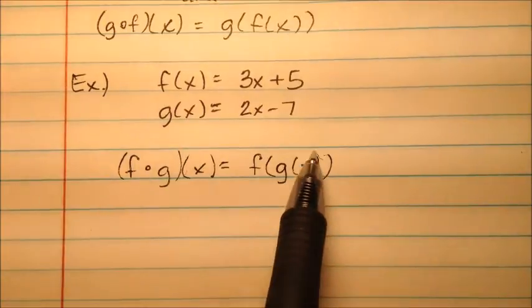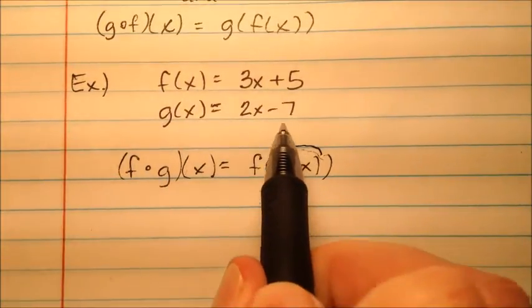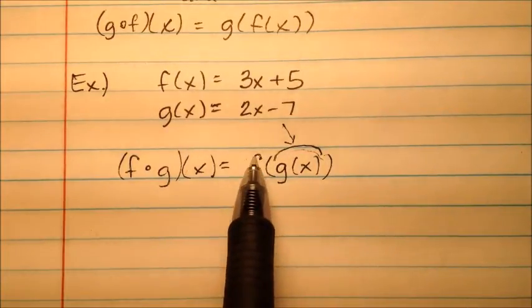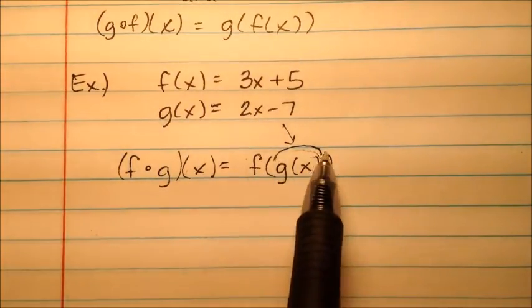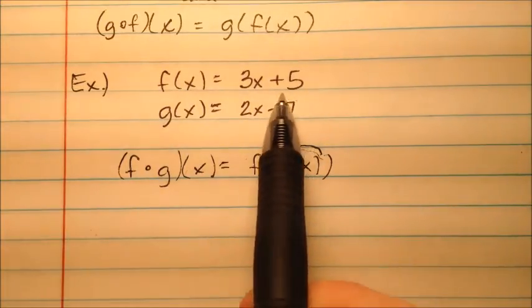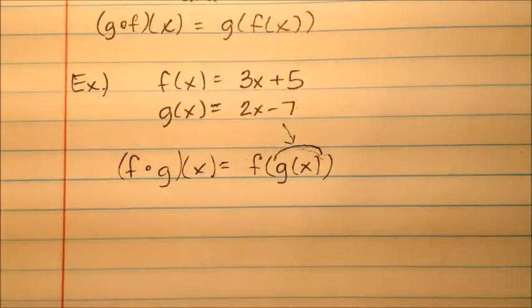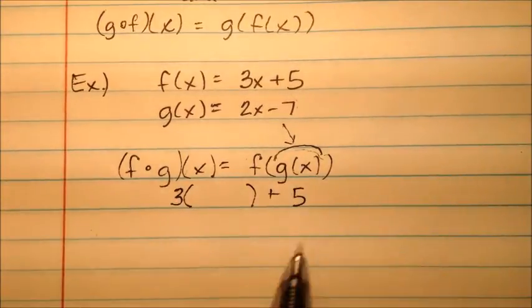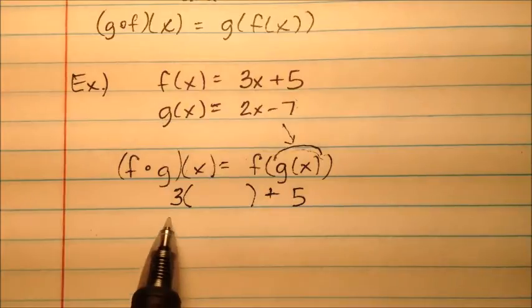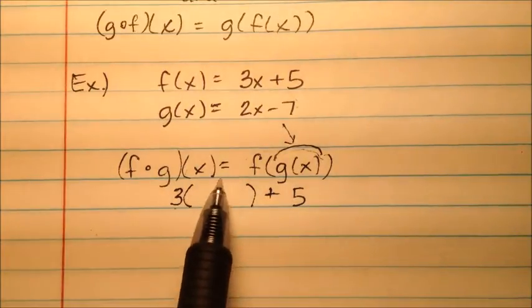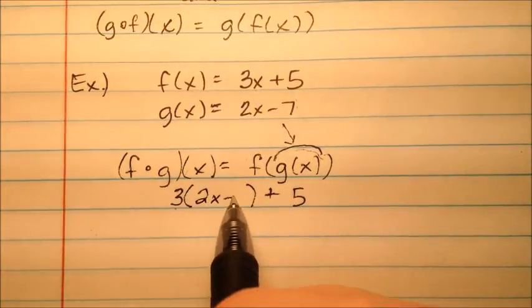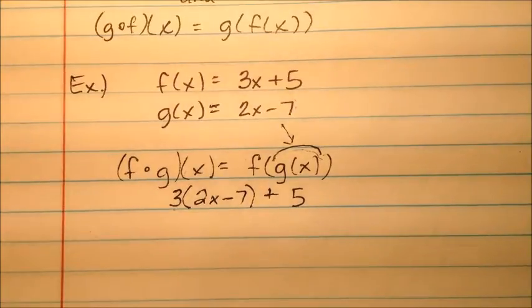So if we have the g function here, we have 2x minus 7. Everywhere we see an x in our f function, we're going to put this 2x minus 7. So the g, 2x minus 7, goes into the x right there. I like to do it this way, that our f function kind of looks like this: 3 times a number or a quantity or an expression, and then plus 5. So what is it that we're substituting in for x? We're substituting 2x minus 7, which was our g function.